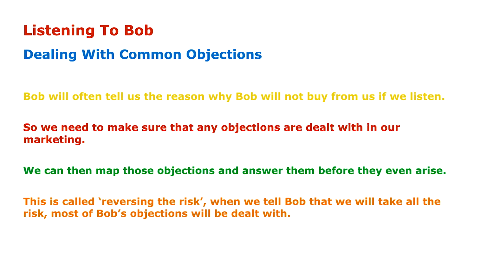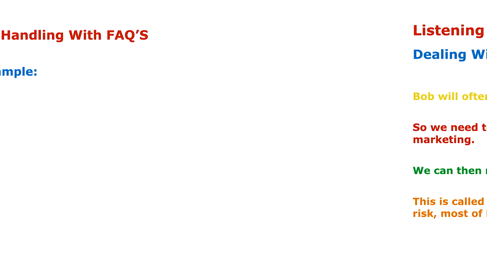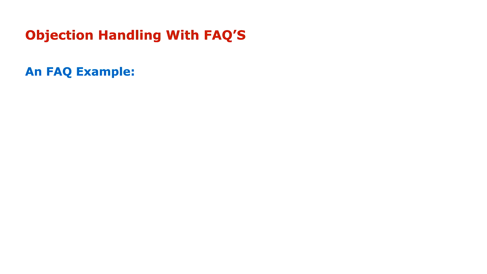Bob does not want to take a risk. Bob wants us to take the risk. He is paying us money to take the risk in solving his problems. So whenever Bob raises an objection and that becomes a common objection, we have to remove that as a risk from Bob if we're going to stop that being an objection that stops the sale. So we could handle objections with an FAQ, frequently asked questions, on our website.